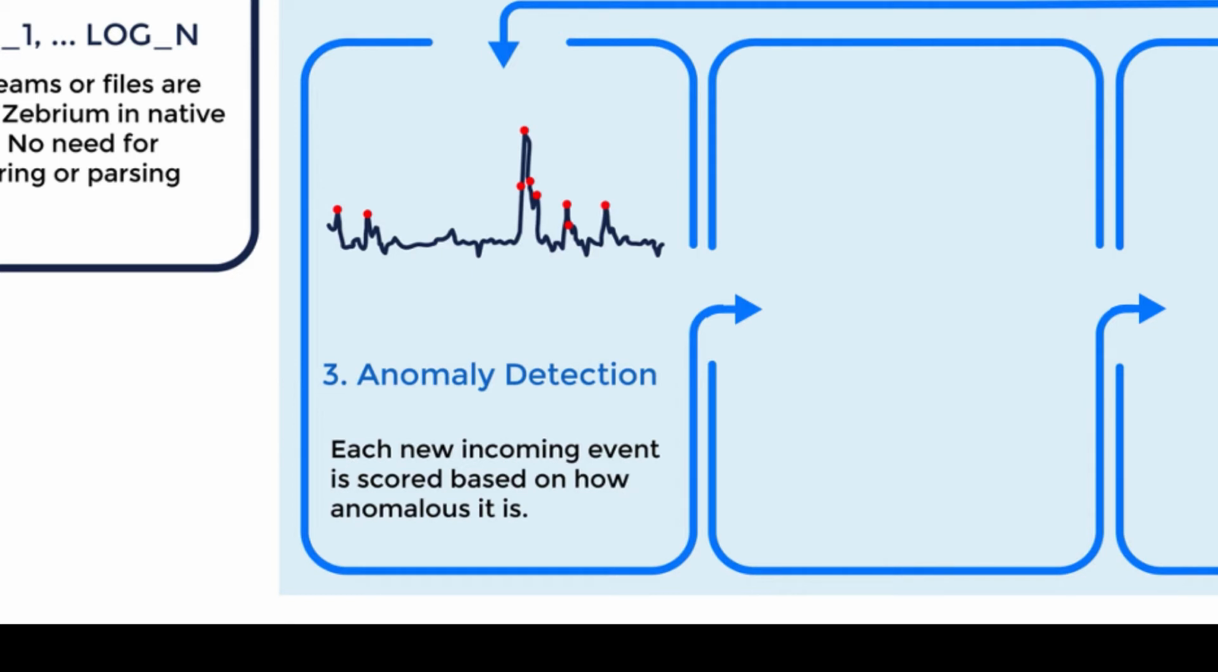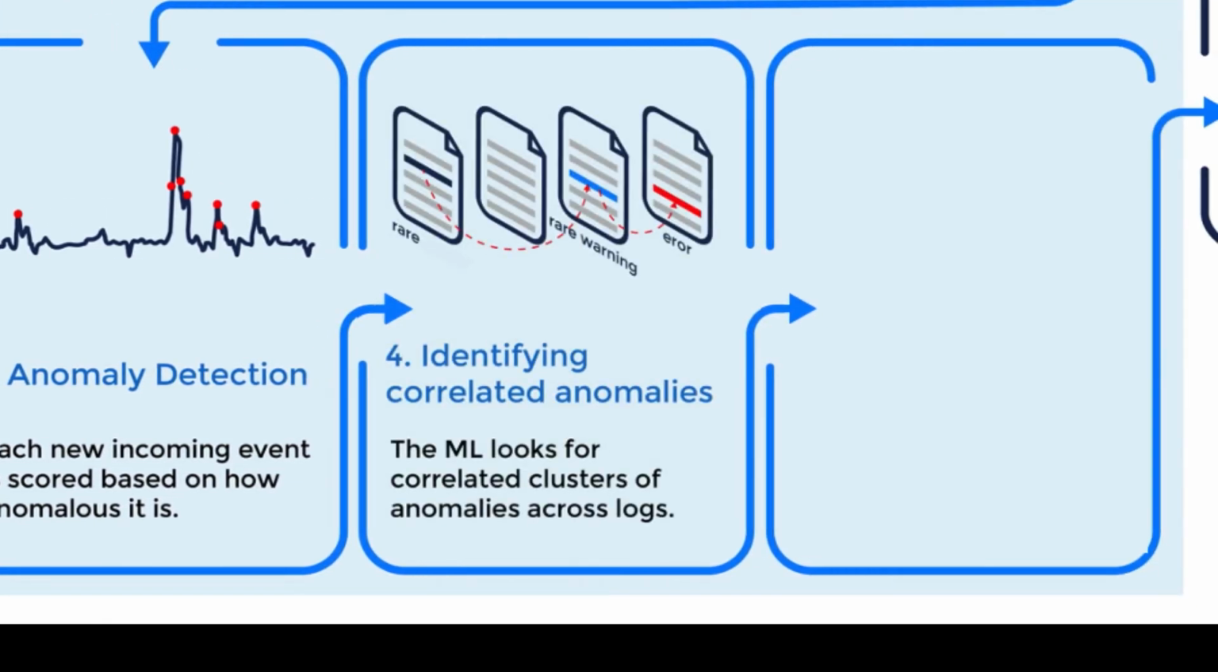Another side note, even though this type of anomaly scoring is very accurate, the results can still be very noisy, simply because the logs themselves are very noisy. So, the next layer of machine learning takes care of that. It looks for clusters of correlated anomalies across the logs. This is what allows it to find the core events that make up a root cause report.